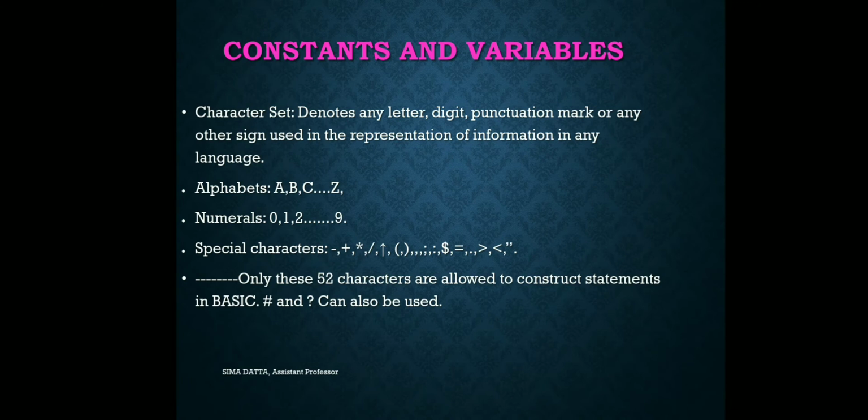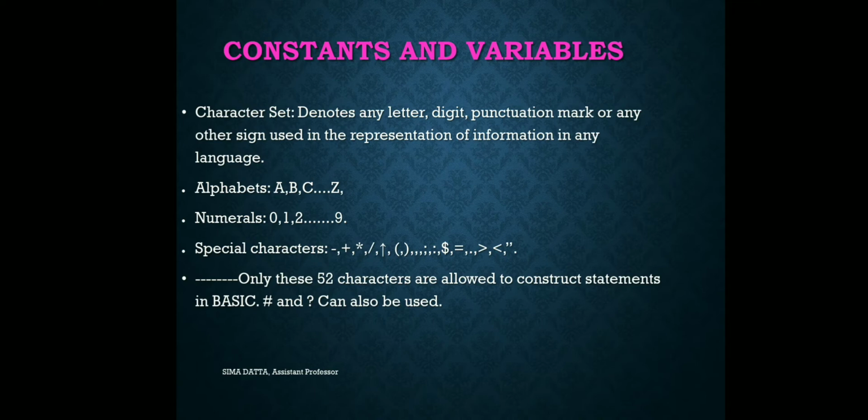Next, which is a very important part of basic programming, to write any basic program you need constants and variables. To understand these constants and variables, first of all you need to understand what the character set is. Actually, a character set denotes any letter, digit, punctuation mark, or any other sign used in the representation of information in any language. That means to represent any information you need a character set.